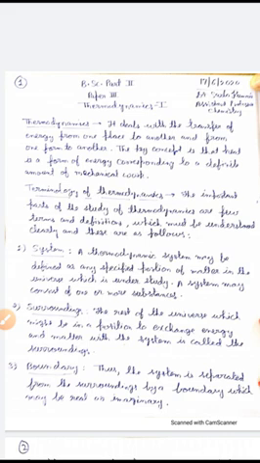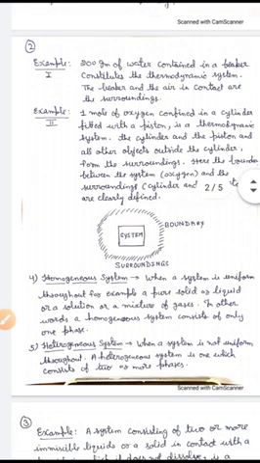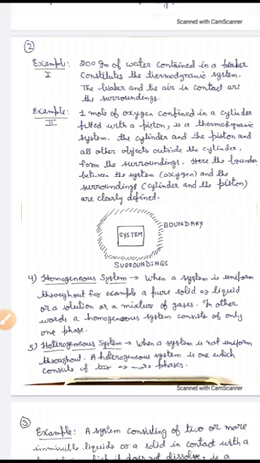Here, the boundary between the system, that means oxygen, and the surrounding, that are cylinder and the piston, are clearly defined. There are two major types of systems such as homogeneous system and heterogeneous system.